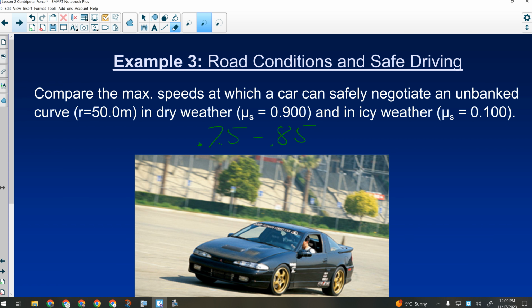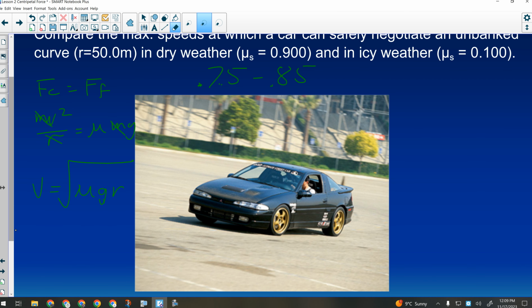So let's just do the calculation. So F_c is being provided by F_f. That means mv squared over r equals mu times m times g. I'm solving for v. So I'm going to multiply both sides by r, and then m is going to cancel, and then I'm going to square root. So I'm going to be left with this. v is the square root of mu g r. Mu g r.